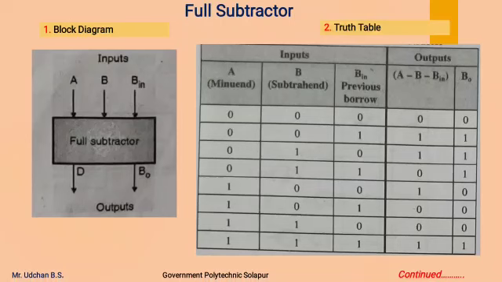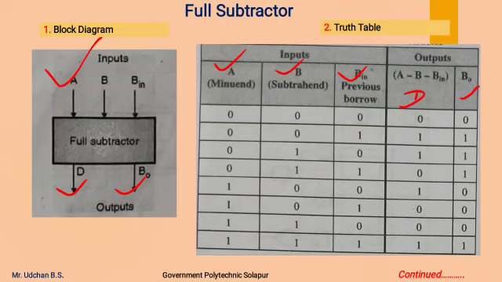So next we will see the full subtractor. This is the block diagram of the full subtractor, which has three inputs A, B and B in, and two outputs, difference and borrow output. Now this is the truth table which follows the binary subtraction rules to get the outputs difference and borrow.